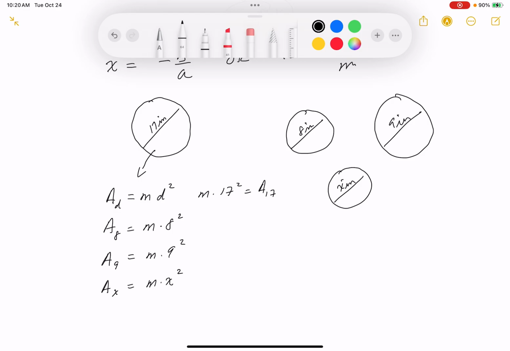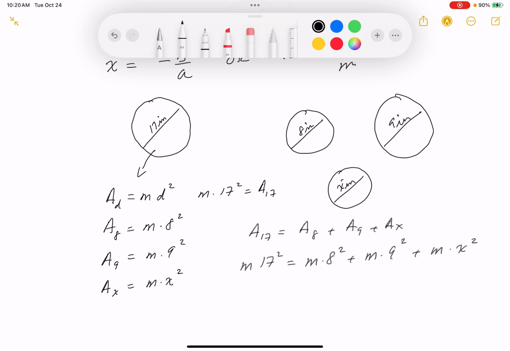All right. So let's write this down. And the thicknesses are all the same, by the way. So I can write down the sums of their areas. So A17 is going to be equal to A8 plus A9 plus AX. A17 is M times 17 squared. A8 is M times 8 squared. A9 is M times 9 squared. AX is M times X squared. I'm going to divide both sides by M.